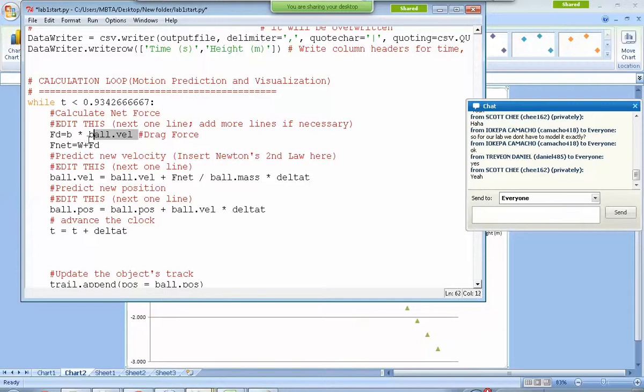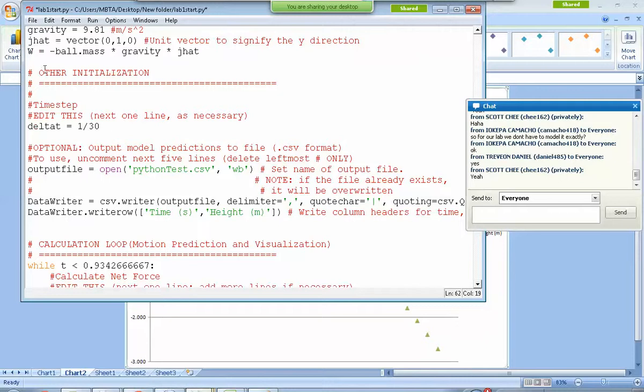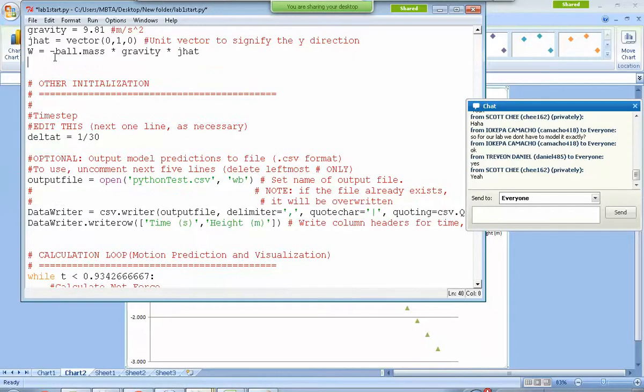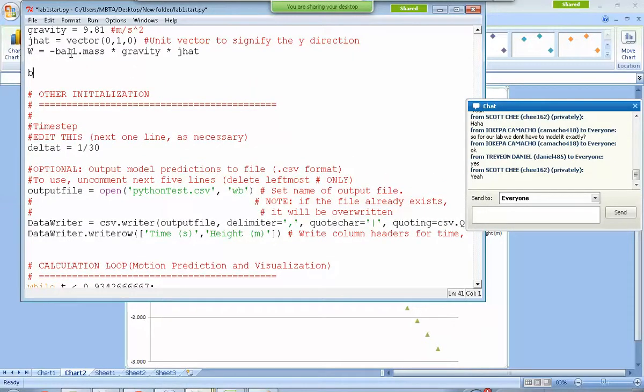What it will do is update the drag force, update the force, update the velocity, update its position and the time, and then it will come back and change all of these things depending on how the other variables change. And it will loop around and around like that. So I think that would be good. The only thing I need to do is make sure to specify what B is. And to be honest with you, I don't know what B is.